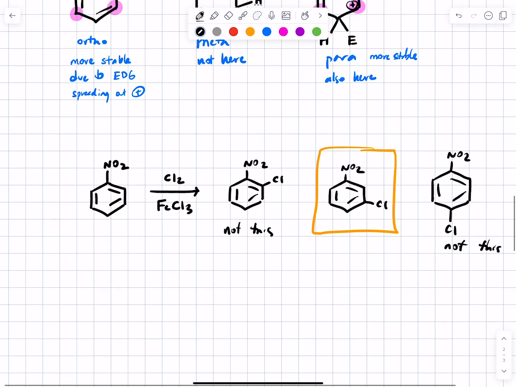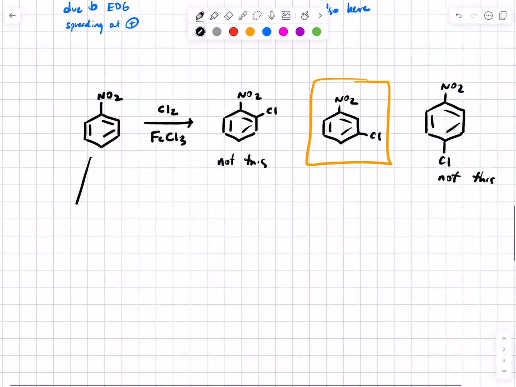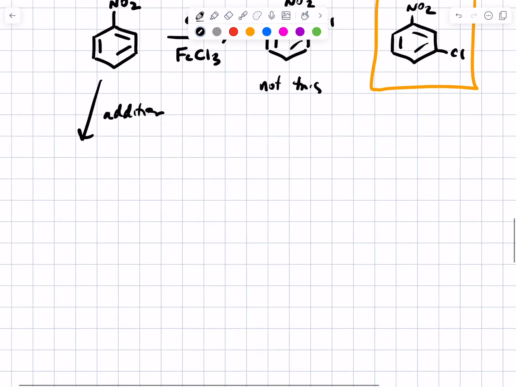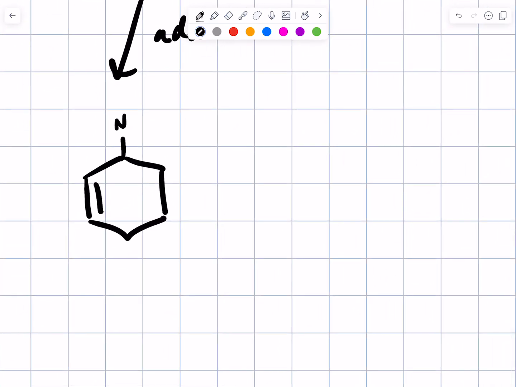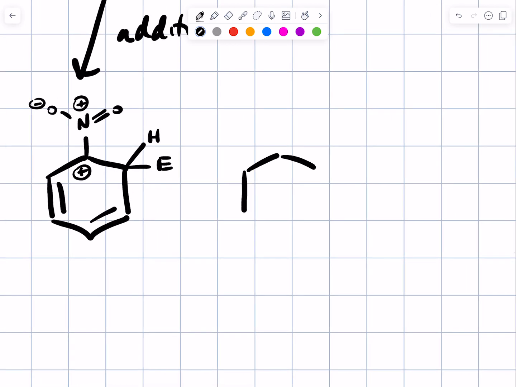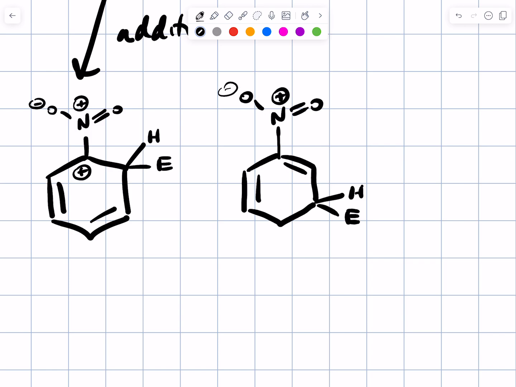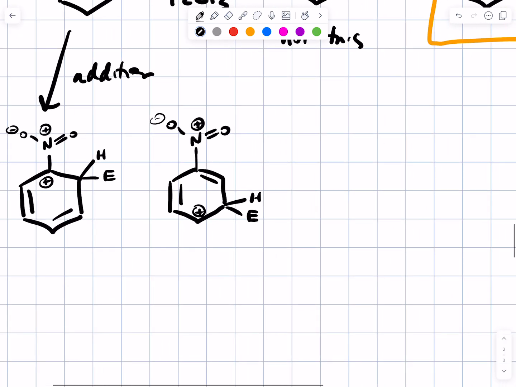Let's now look at the explanation for meta regioselectivity. Again, we're going to think about the addition step and draw the various intermediates. Here is the nitro group, which I'm going to draw out its Lewis structure. Here is ortho substitution, so the ortho substituted intermediate. Here is the meta substituted intermediate. And then here is the para substituted intermediate.